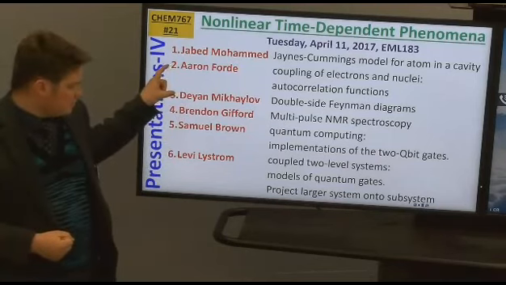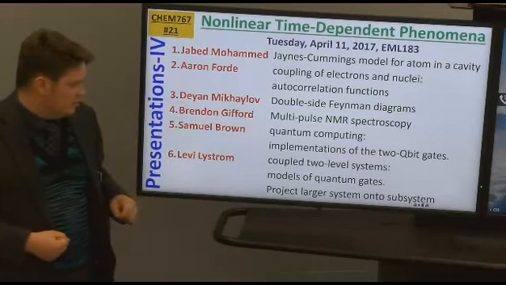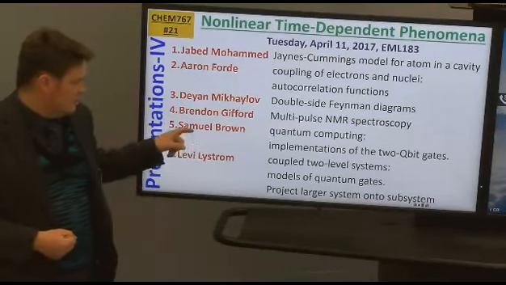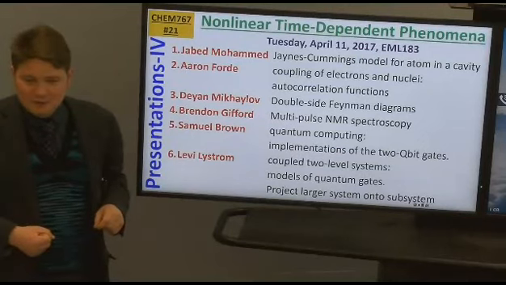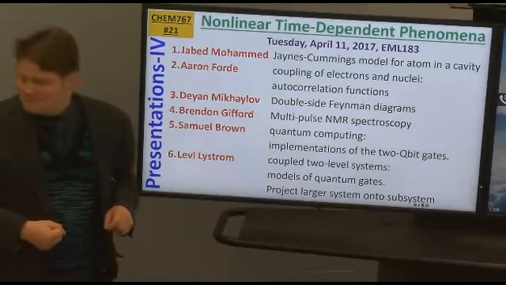And then there will be two advanced methodology presentations and three applications of NMR, which is of a lot of interest to quantum computing, so there will be two presentations covering it from different angles.